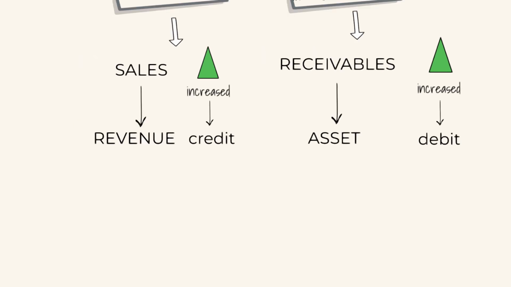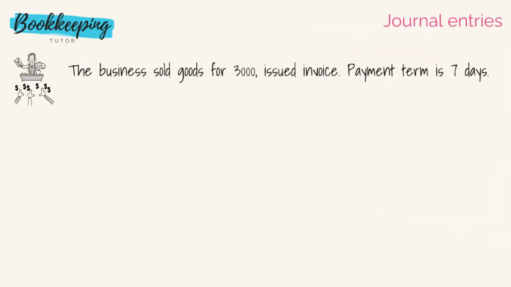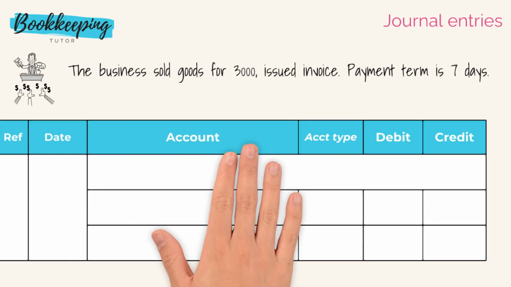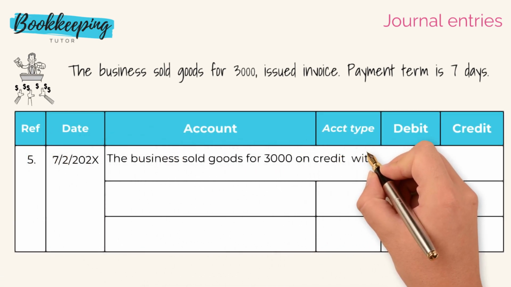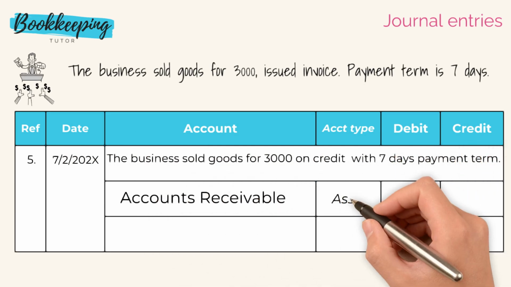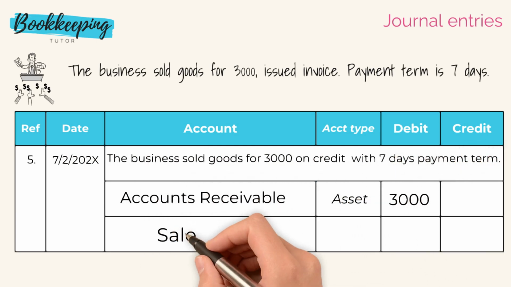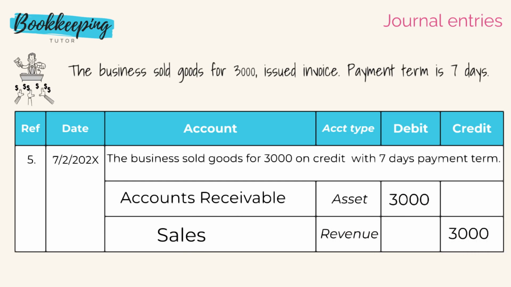So when a business sells goods on credit, meaning that the customer will pay at a later date, it should be recorded as debit the accounts receivable account and credit the sales revenue account with the same amount, of course.